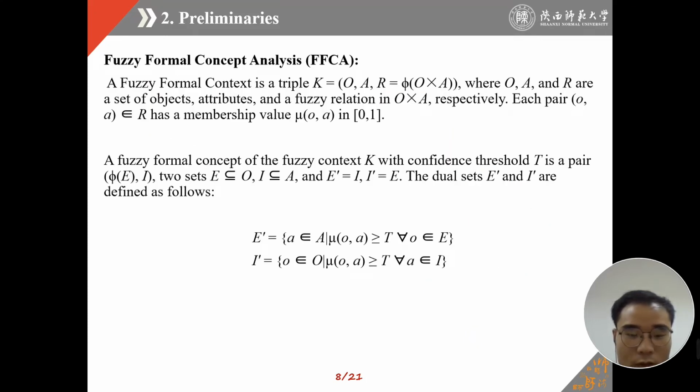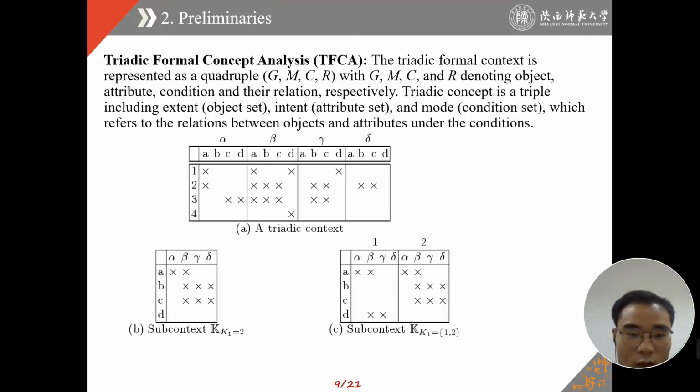This is the definition of fuzzy formal concept analysis. A fuzzy formal context is a triple including objects, attributes, and a fuzzy relation. A fuzzy formal concept can be built by adding a confidence threshold. As an extension of formal concept analysis, triadic formal concept analysis targets clustering and modeling the features of triadic data.